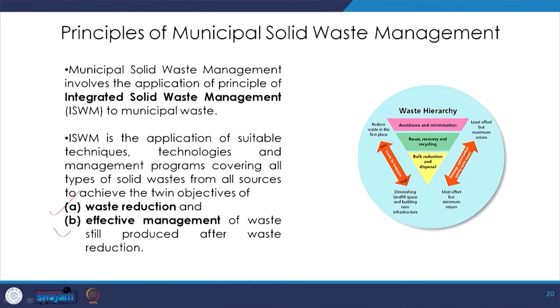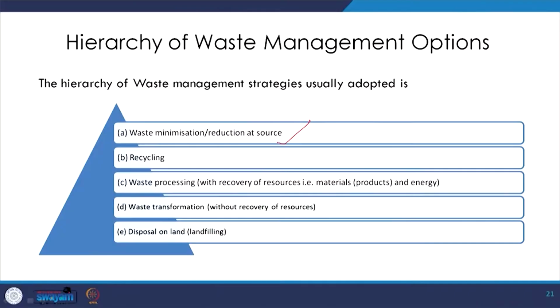So, when we are talking about municipal solid waste management, the same priorities become the principle. We are talking about the waste reduction, and then we are talking about the effective management, where we are talking about recycling, repair, reuse. If we look at the hierarchy of waste management options, we would first try to reduce the waste at source, then recycle it, process the waste, transform it, and after that whatever little is left, we will then dispose it on land after it has been converted into inert waste.